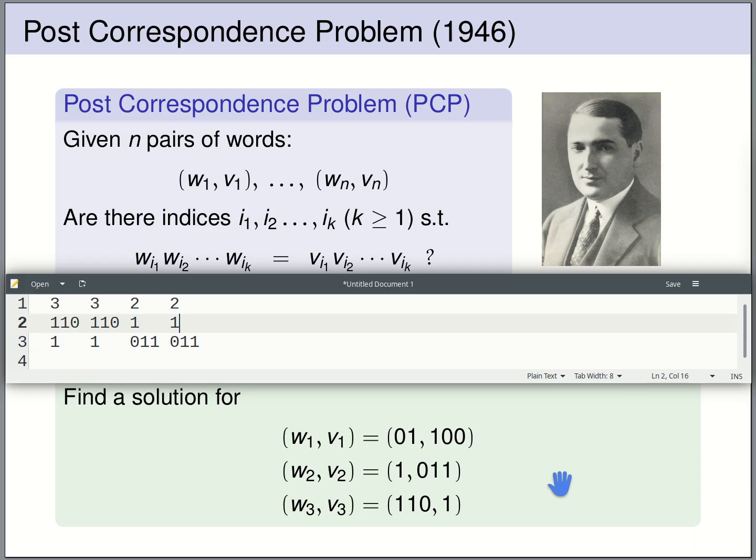So we have found a solution, and this looks like a quite simple puzzle. So we would expect that a computer can solve such a puzzle, but actually we are going to show that this is impossible. It's not possible to write a program that solves all instances of the post-correspondence problem. It's undecidable whether a given post-correspondence problem is solvable or not.